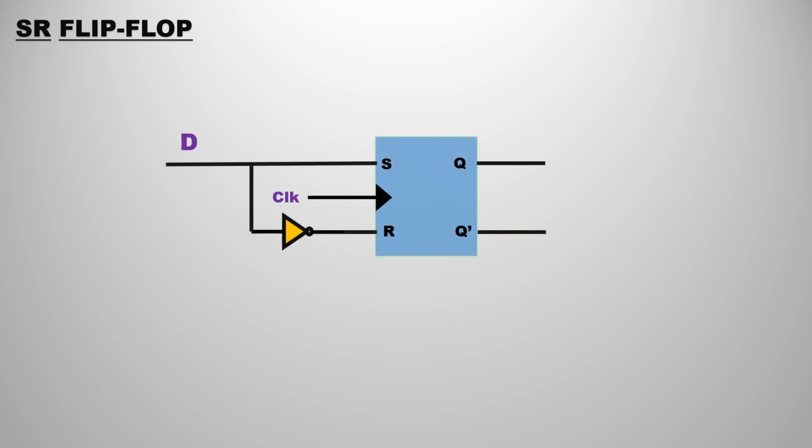One more important thing is a concept called conversions. We can convert the SR flip-flop to a D flip-flop with the help of a single NOT gate. You can see we are passing the clock directly, and we are passing the input D to S and D bar to R. This is known as the D flip-flop. So we can implement the D flip-flop with the SR flip-flop. This is known as conversions.